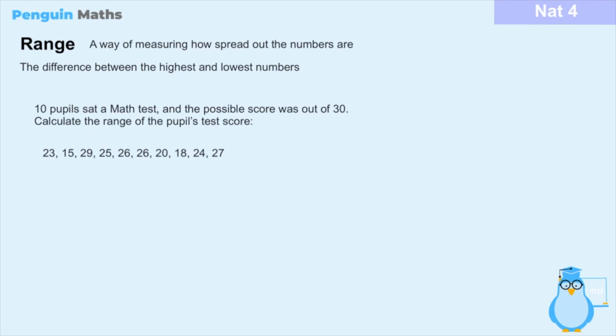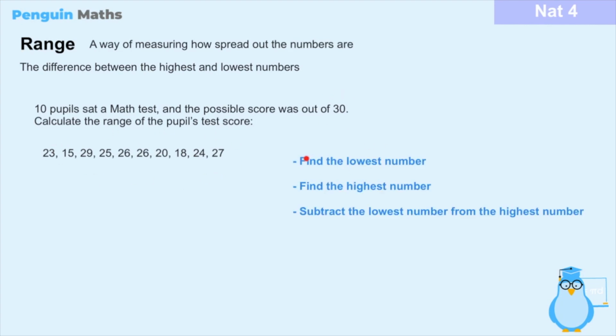So let's say we've been given this task right here. We've been told that 10 pupils sat a maths test and the possible score was out of 30, and we've been asked to calculate the range of the pupils' test score. So here we have 10 scores for 10 different pupils out of a maximum of 30, and we have to calculate the range out of this. And these are the steps that we have to follow in order to calculate the range.